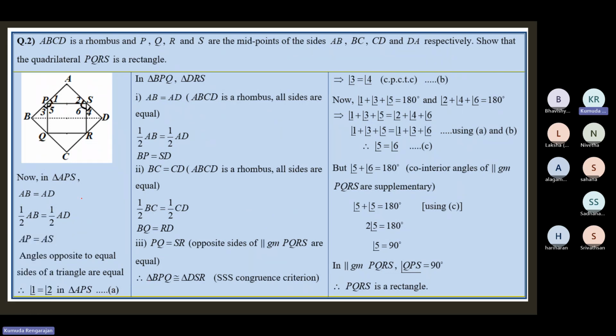Next, you have to prove that angle 3 is equal to angle 4. You need to prove 1 is equal to 2 and 3 is equal to 4. Angle 3 is an angle of this triangle. Angle 4 is an angle of this triangle. So you'll have to show that these two triangles are congruent.